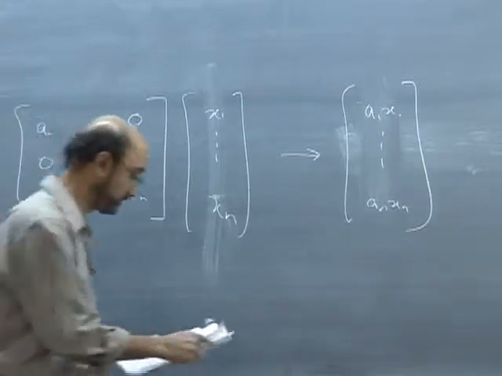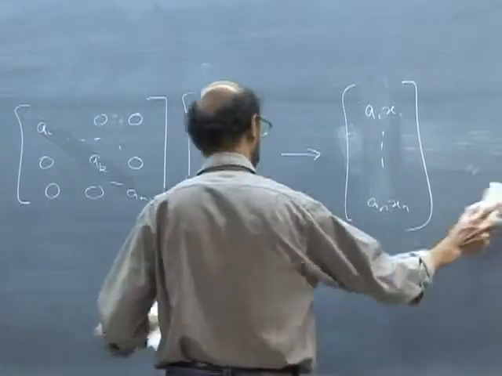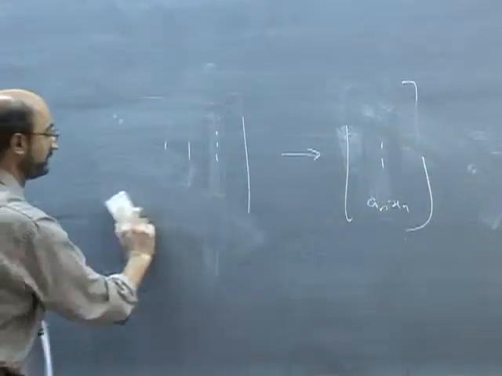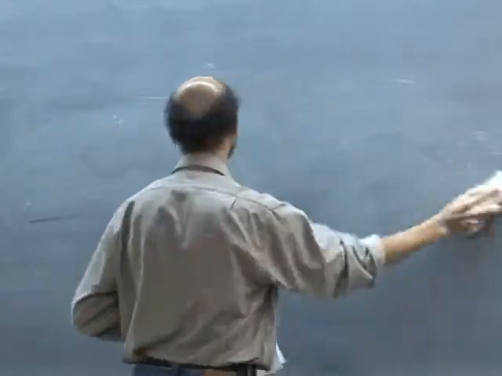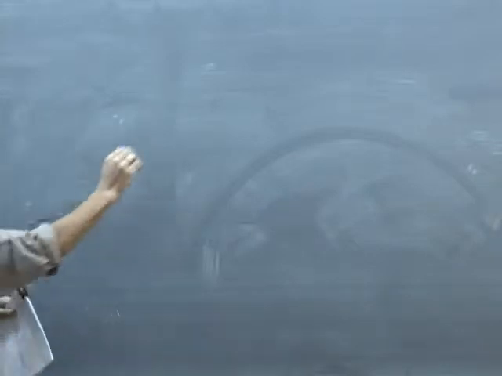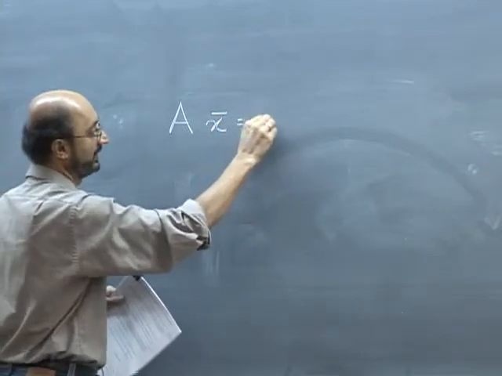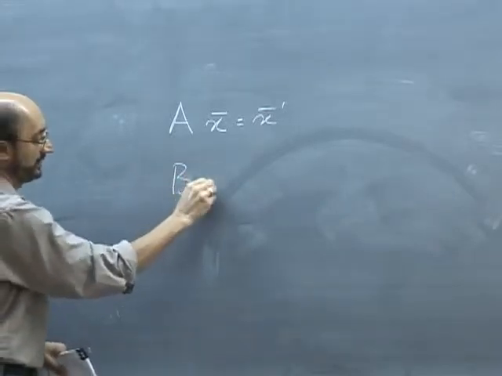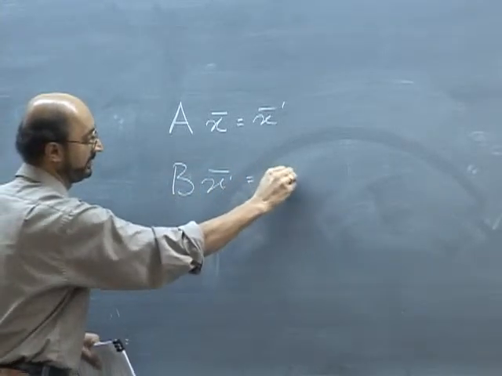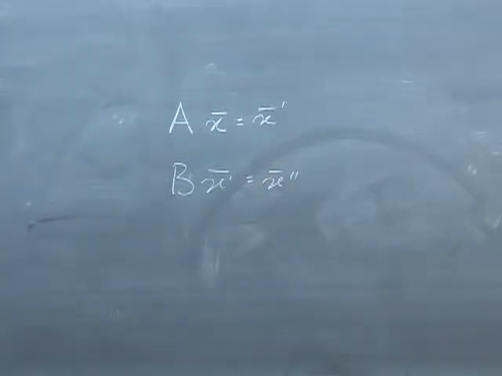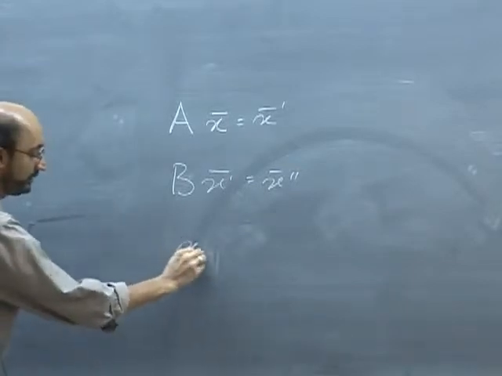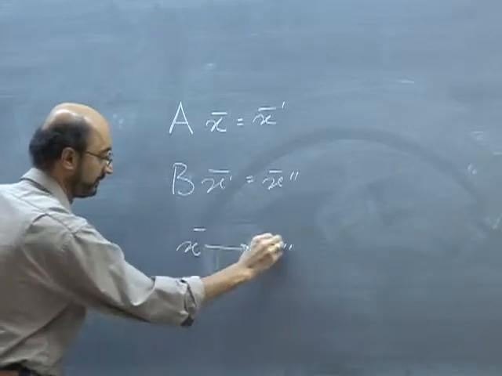Okay, so the next thing I want to talk about is this notion of composition, and I want to do an example of that composition. So let's just say that we have some matrix A applied to vector x gives you some vector x prime, okay, and some matrix B applied to x prime gives you the vector x double prime, okay, and so we recognize A and B as being transformations. So the question is, what do we have to do to go from x to x double prime?